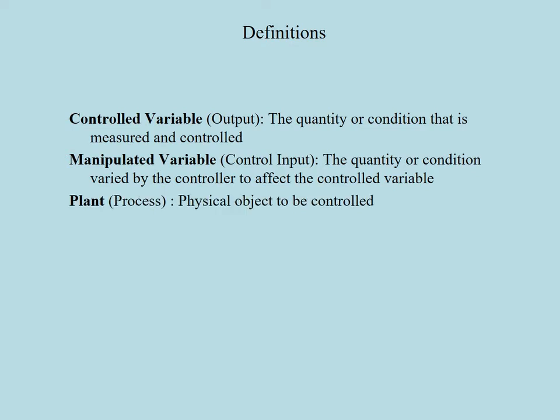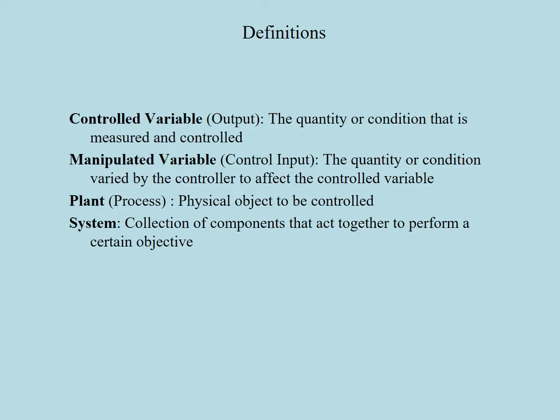A plant is a physical object to be controlled. As in the common use of this word, it can be, for example, a nuclear or chemical plant, or it can be any system under control like an aircraft, a space vehicle, or a robot manipulator. In some cases, we may prefer to use the word process, since process covers a wider range of systems like ecological, biological, or economical processes. System, on the other hand, is a more general term referring to any collection of components that act to perform a certain objective.